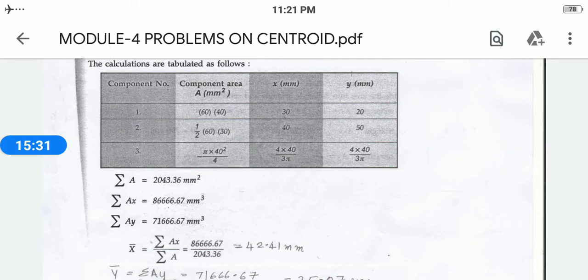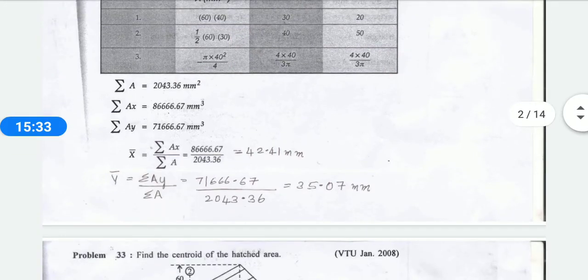When you got all three, substitute in a formula. X bar is equal to summation of ax by summation of a, and y bar is equal to summation of ay by summation of a. When you put this, you will get a centroid point, that is x bar will lie at 42.41 mm and y bar is 35.07 mm.